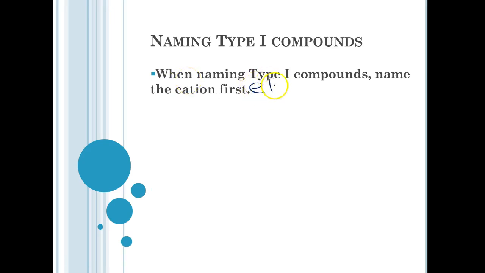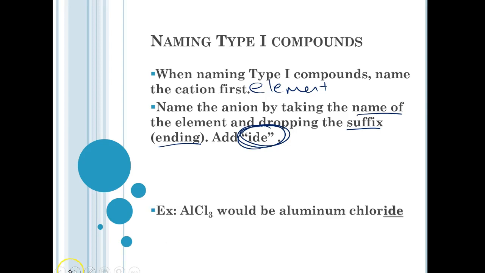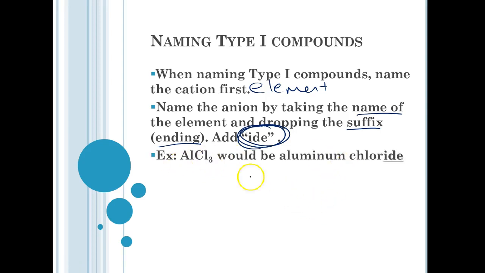Okay, so when you name them, the way you name them is you name the cation first, and that would be just whatever the name of the element is. Okay, so sodium chloride, for example. Then you name the anion by taking the name of the element and dropping the suffix, dropping the ending, and you're going to add IDE to the end. This is the systematic method. Okay, so AlCl3 is aluminum, because that's the name of Al, and then instead of chlorine, we drop that ending and we add IDE, so chloride.